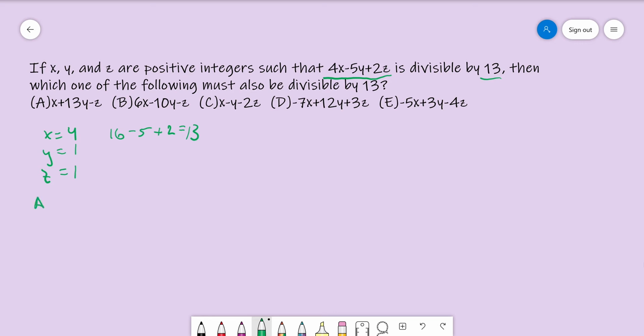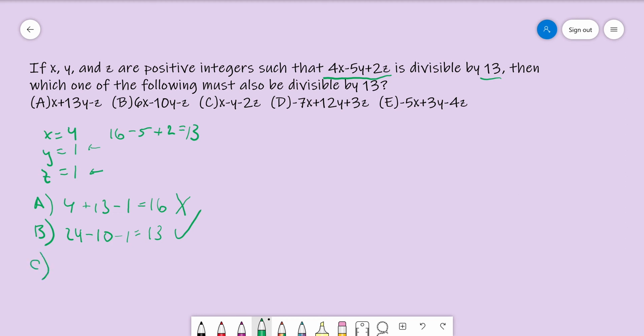So for A, we get 4 plus 13 minus 1, and that gives us 16. That's no good. For B, we get 6 times 4 is 24, minus 10 times 1 is 10, minus 1, yeah, that's equal to 13. So we might be tempted to say, okay, B is the answer. But we have to be careful here because y and z are both equal to 1, so another expression might also work.